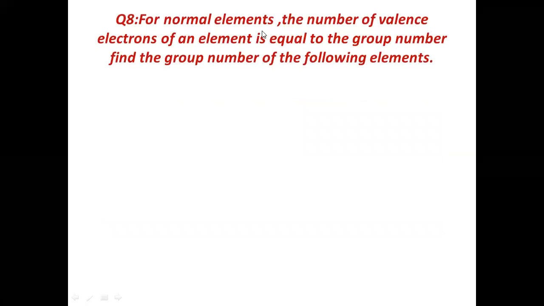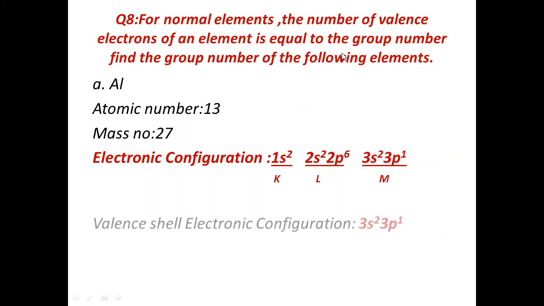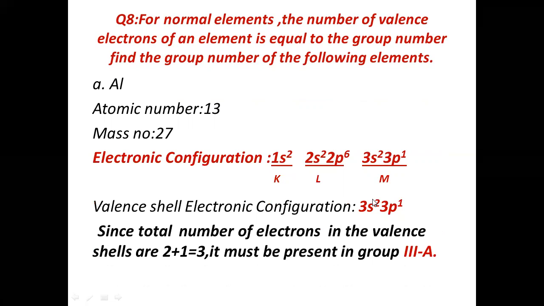Question number 8. For normal elements, the number of valence electrons of an element is equal to the group number. Find the group number of the following elements. Aluminium, atomic number of aluminium is 13, mass number is 27. First of all, we will write its electronic configuration. So the valence shell electronic configuration is 3s2, 3p1. So n value is 3, so it belongs to the third period, and electrons are 2 plus 1 equal to 3. 3 electrons are present in the outermost shell, so it belongs to group number 3A. Period number is 3, group number is also 3A.